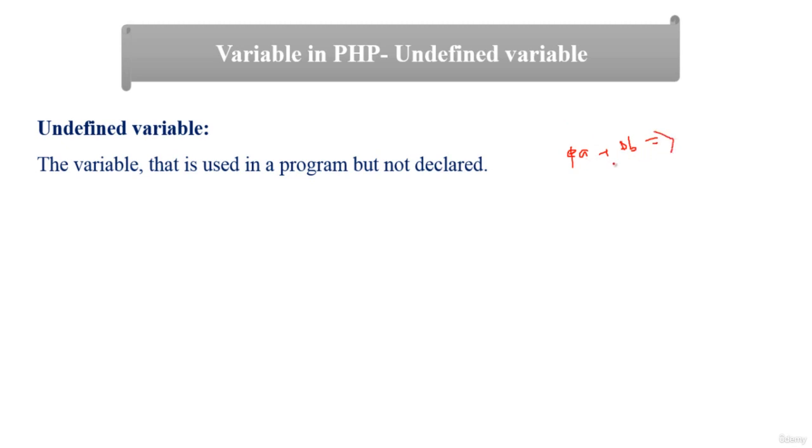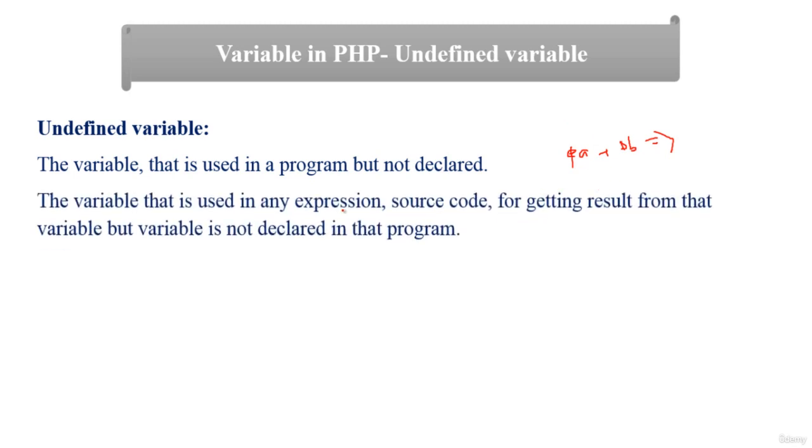A and b are undefined variables because they are not defined. We did not provide any value. So when a variable is used in an expression or source code to get a result, but the variable is not declared in that program, we say it is an undefined variable.